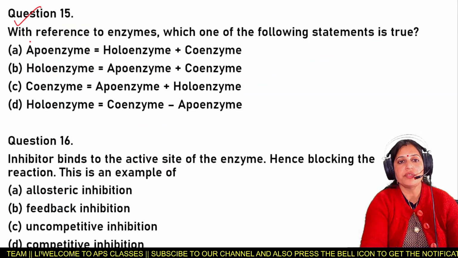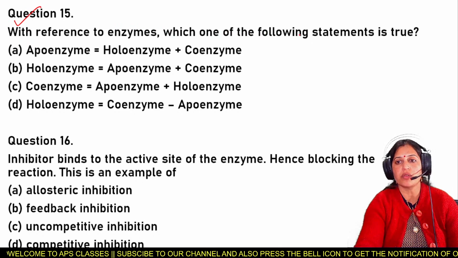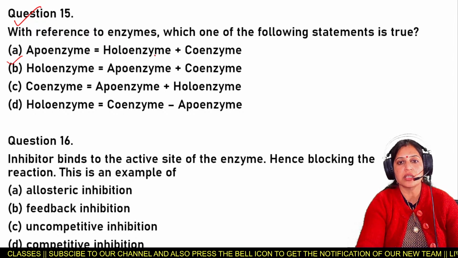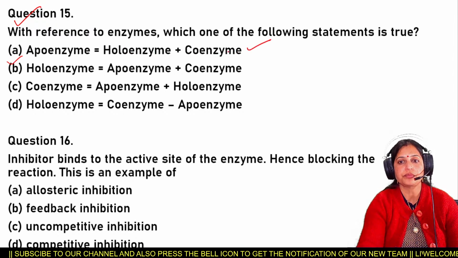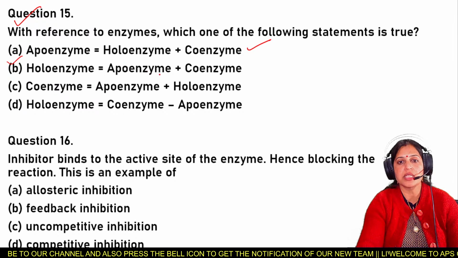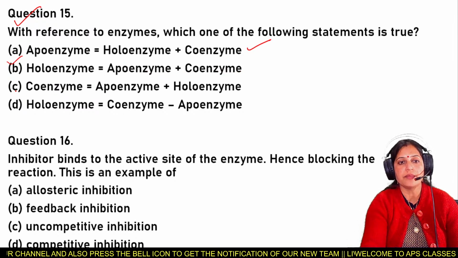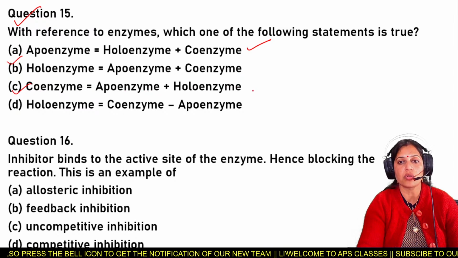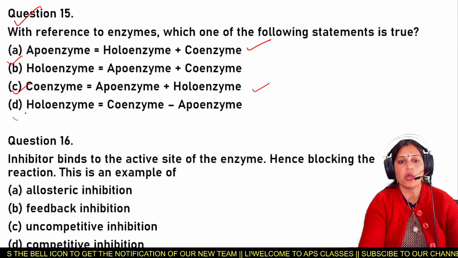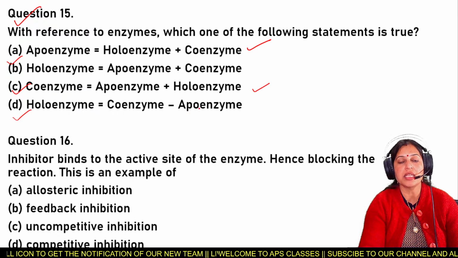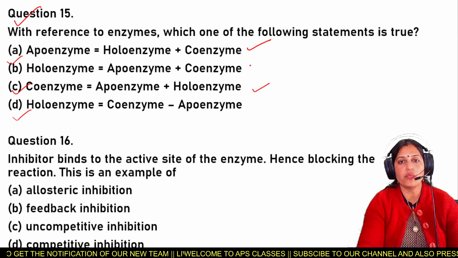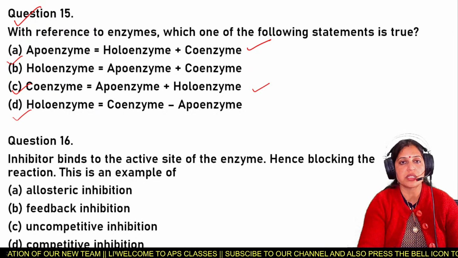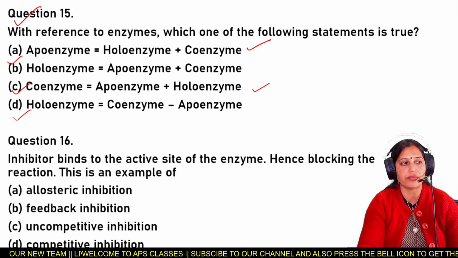Next is question number 15. With reference to enzymes, which one of the following statements is true? Options are: A. apoenzyme is equal to holoenzyme plus coenzyme. B. Holoenzyme is equal to apoenzyme plus coenzyme. C. Coenzyme is equal to apoenzyme plus holoenzyme. D. Holoenzyme is equal to coenzyme minus apoenzyme. So with reference to enzymes, which one of the following statements is true? And it is question number 15.